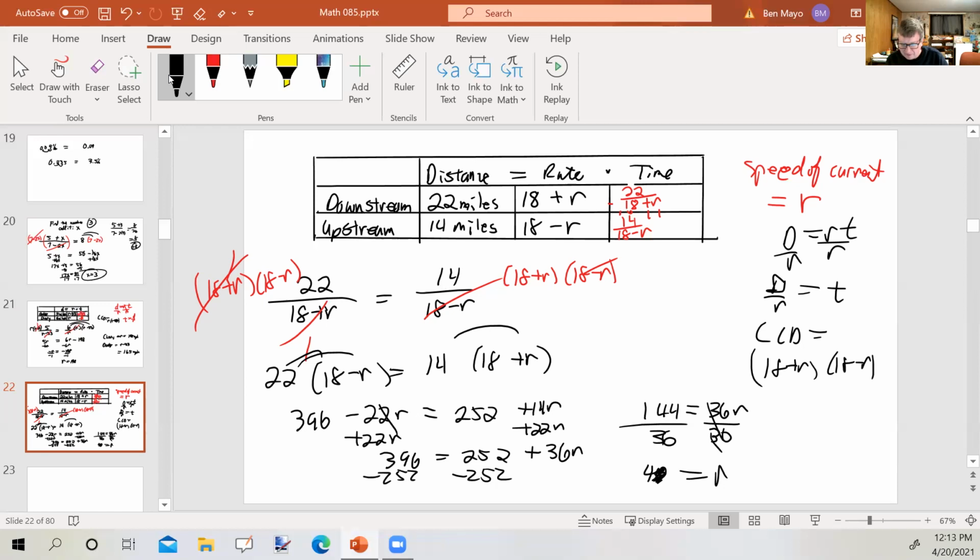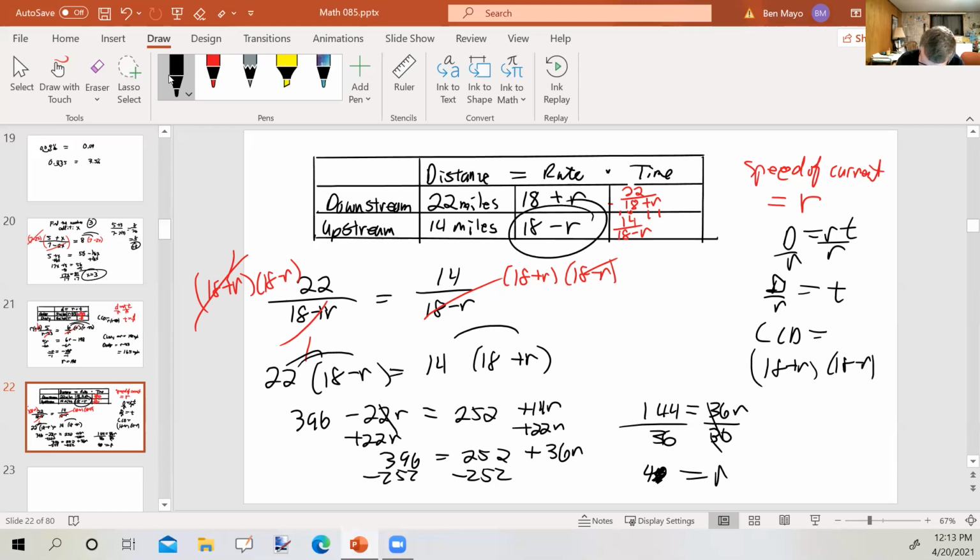Now, does it look right? Yes. You know why I knew 40 was wrong? Because I looked at that and I said, wow, they're never going upstream. If they're going 18 against a 40-mile-an-hour current, it's not going upstream. So I was off by a factor of 10.